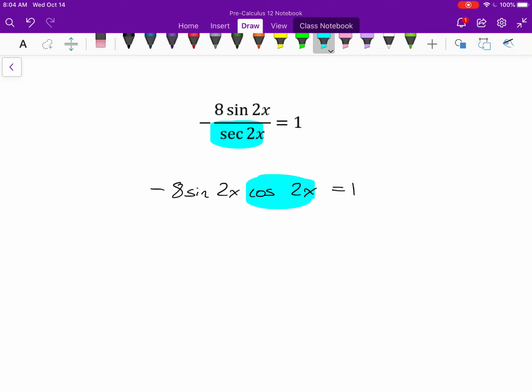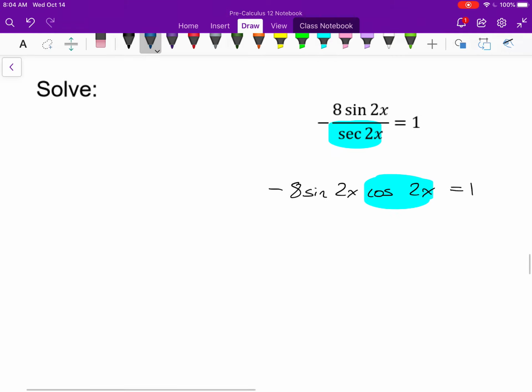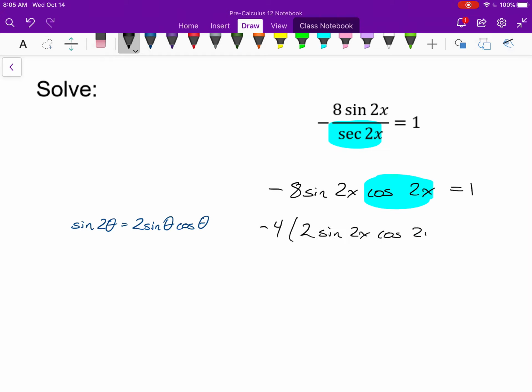Okay, next, what I see here is similar to the form of my double angle identity for sine, which I'll write over here: the sine of 2 theta equals 2 times the sine of theta times the cosine of theta. I have similar in form. I can make it even closer if I take out a factor of -4, and then I have 2 times the sine of 2x times the cosine of 2x equals 1.